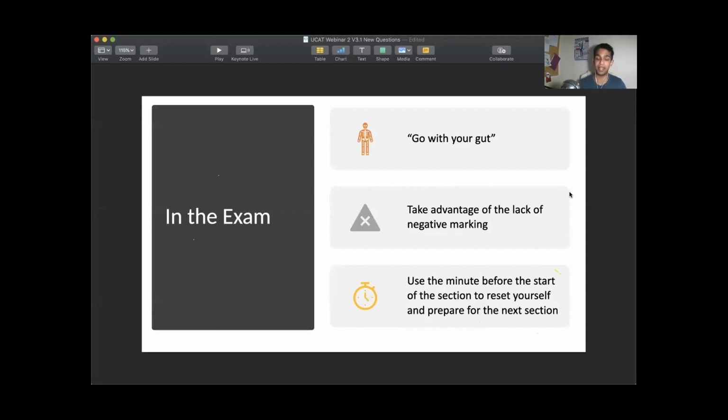Take advantage of the lack of negative marking. If you get something wrong, it doesn't contribute negatively towards your score. So if you're really stuck on a question, move on, because the time you save from moving on will help you much more than that one question ever would. And my personal tip: before every section you get 1 minute, which is for instructions. Use that time to breathe, reset, get over that previous section, regardless of how you did it, and get yourself in the mental state to do the next set of questions.